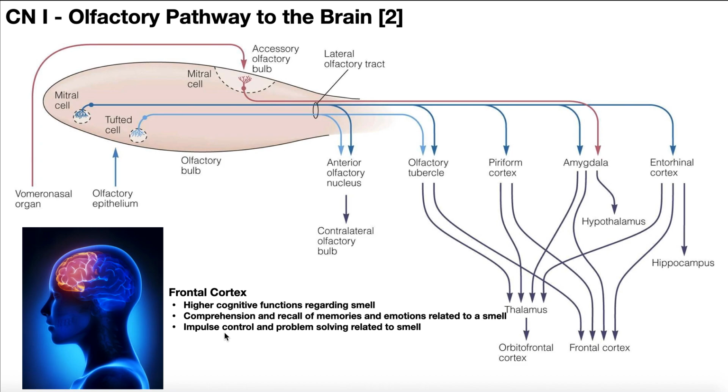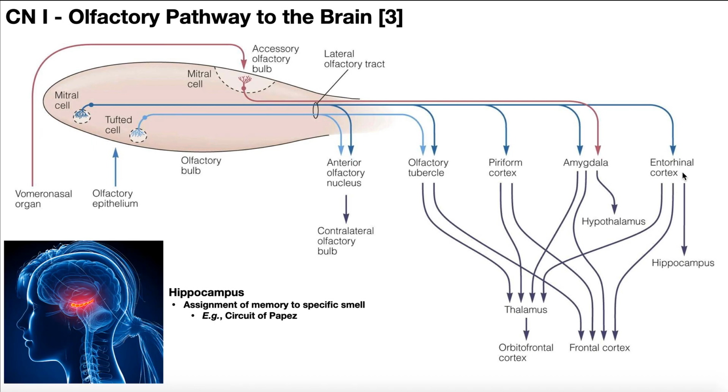So the frontal cortex in that case is having to override the orbitofrontal cortex because it's got to be involved in that impulse control. You're not going to eat those cookies because you are trying to lose weight. So that's your higher cognitive function overriding or controlling that impulse. And then also just the simple comprehension and recall of memories and emotions related to smell. We'll get into a little bit more of that now with the hippocampus.